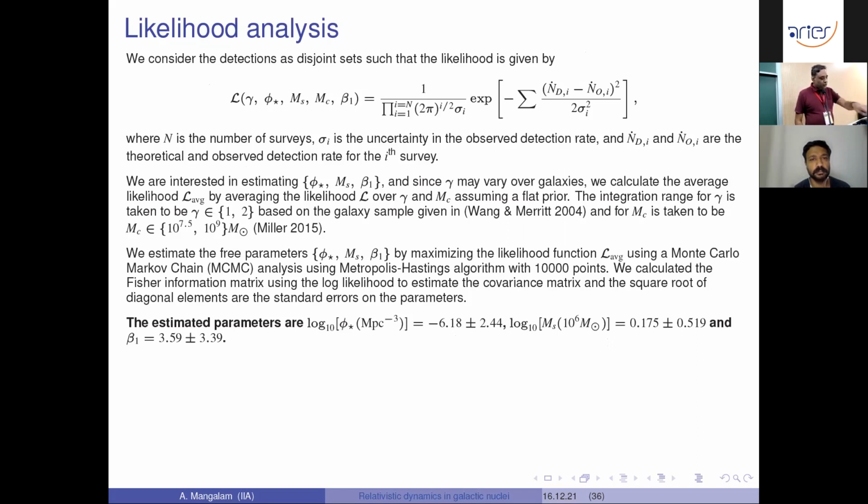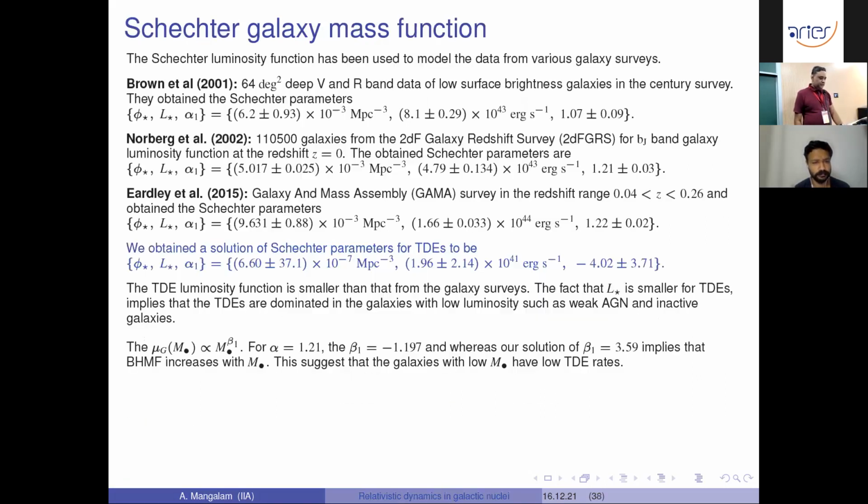With that, now you're able to maximize the likelihood and then extract the Schechter parameters, as well as a scaling parameter which was related to the occupation fraction. So these are the expected parameters, which are roughly in the range, and this is the result of the likelihood. And these are the Schechter galaxy mass parameters that we found, and these are roughly in order of the existing galaxy mass Schechter parameters that are found in the literature.